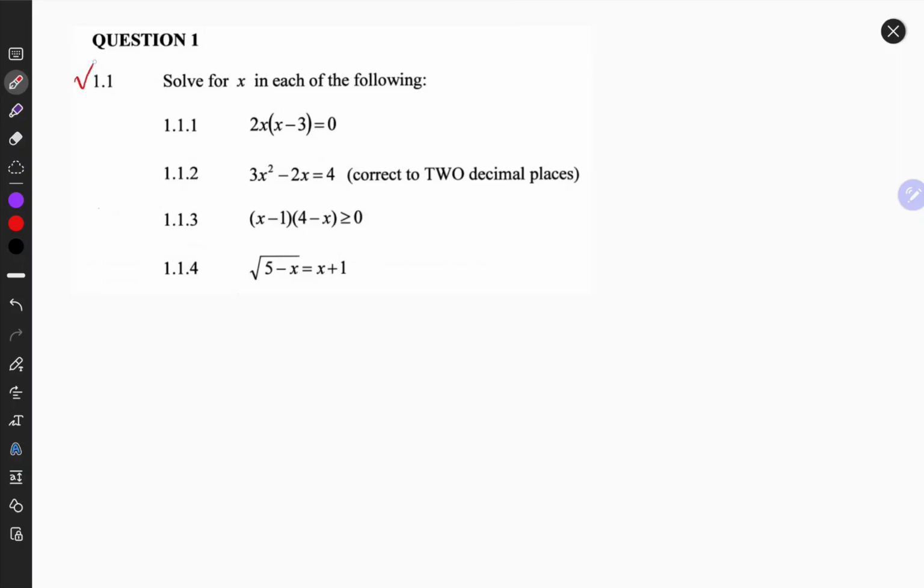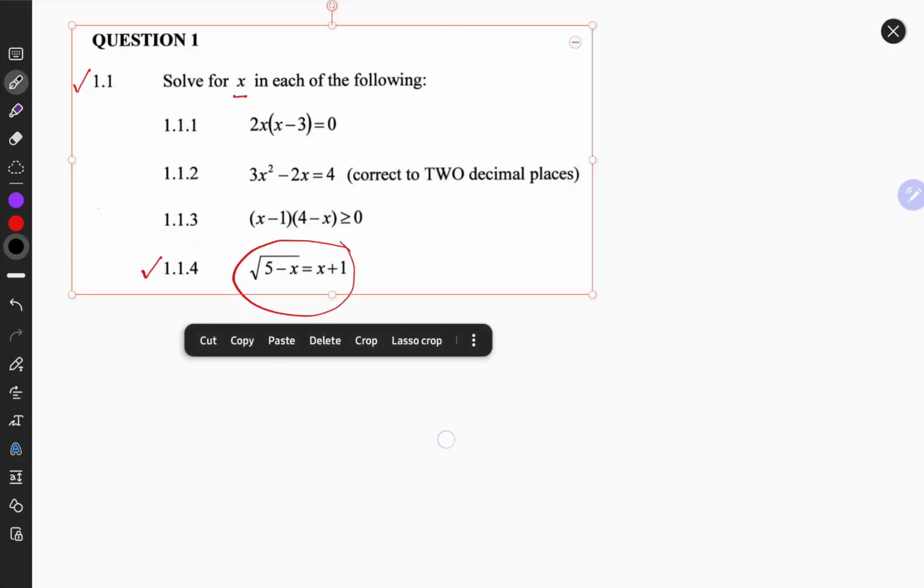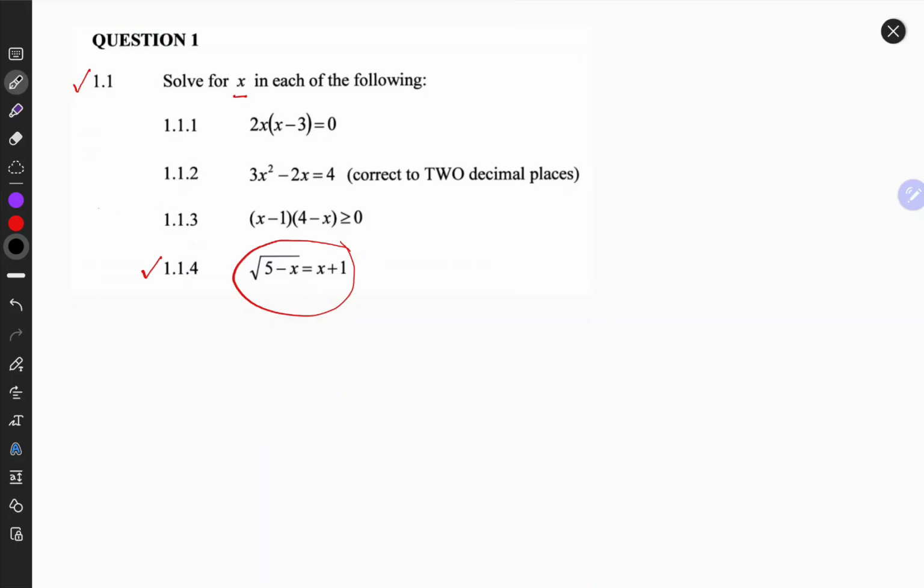Hi, grade 11s. Let's solve for x, but let's do so for this third equation. A good place to start is to rewrite this equation. So, the square root of 5 minus x is x plus 1.